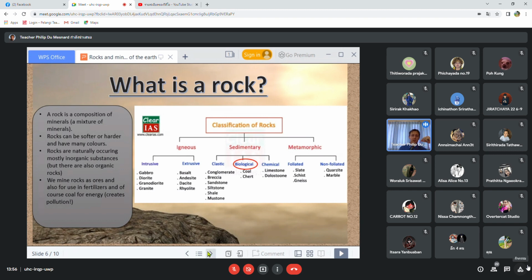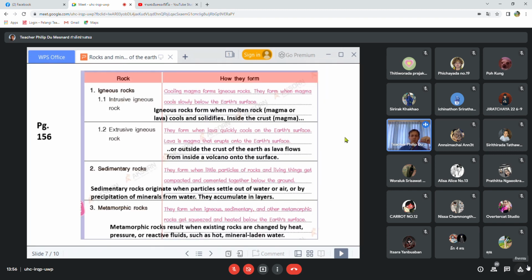Okay, and so class, now I want you to copy the summary. And I have also added some extra sentences just to give you more information. So please open your book. You can copy the summary. Let's see which page. Teacher, I don't have a book. Okay, I will put it on the line. Thank you. Okay, you're welcome.